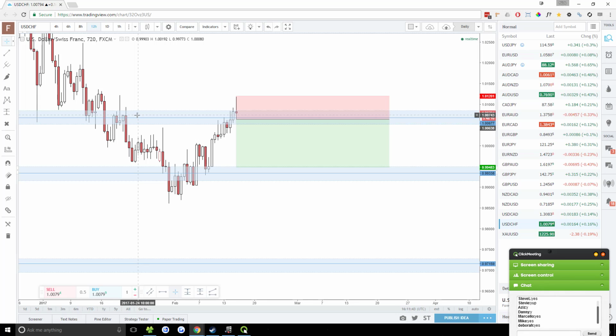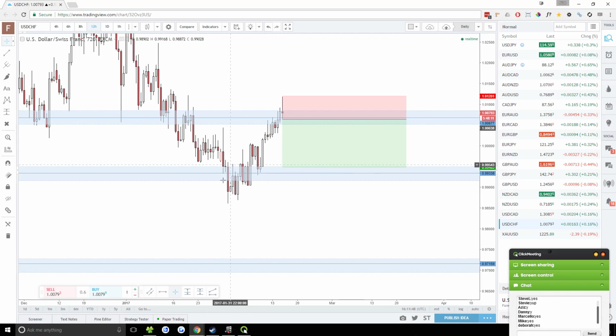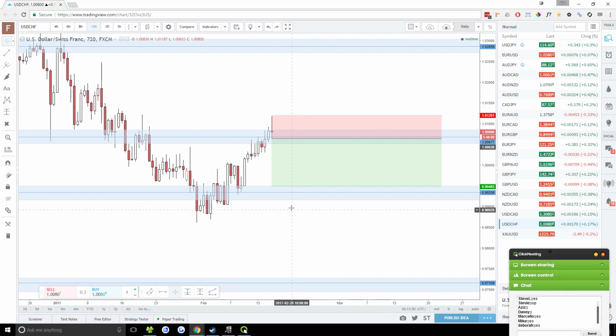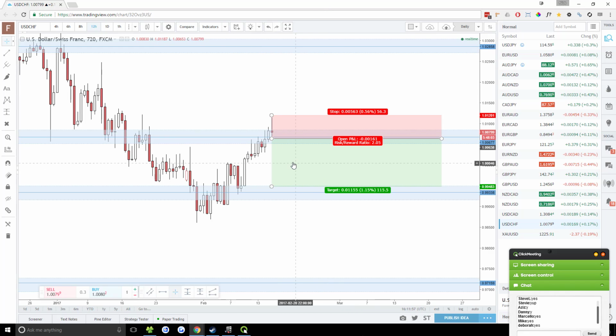All right, this kind of looks okay on the 12-hour though. There's just something about this setup that I really don't like. There's just something about it that puts me off. I don't know what it is. I can't put my finger on it. I don't like it. I'm not going to trade this.